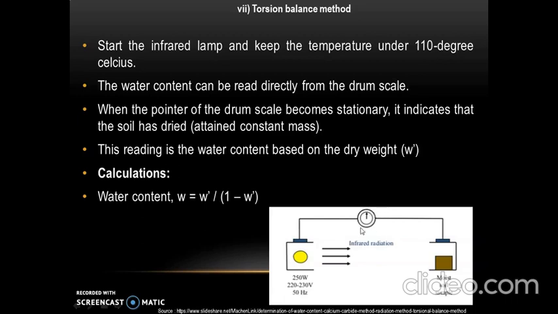When the pointer of the drum scale becomes stationary, it indicates that the soil sample has dried. That means it has attained constant mass, as there won't be any fluctuations in the water content. This reading is the water content based on the dry weight, that is W dash. And finally, water content will be obtained using the formula W is equal to W dash divided by (1 minus W dash).